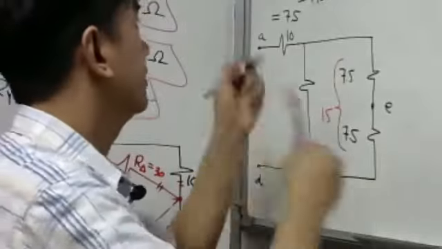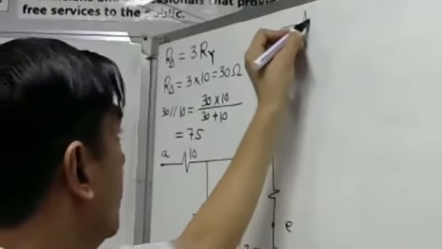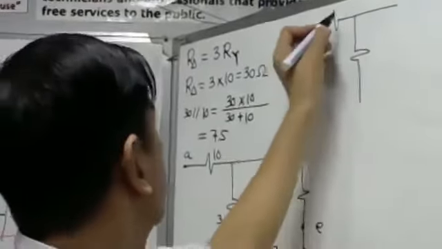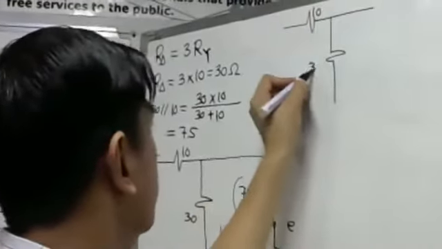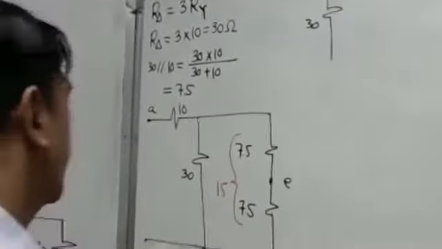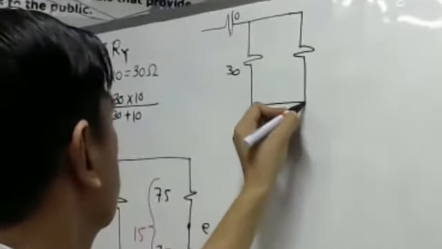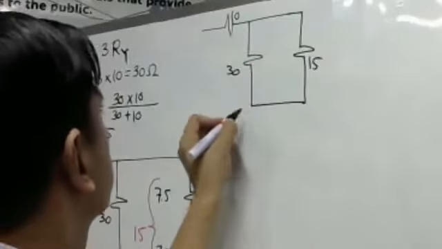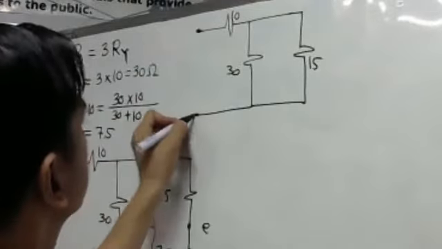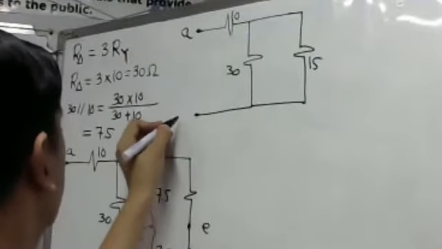So, therefore, we have here our 10. Take a look here, guys. We have here our 10, then we have here our 30. This is 10. This is 30. Then we have here our 15. Let's put here our 15 ohms. There you are. So, we can solve directly this. This is our point A and our point D.